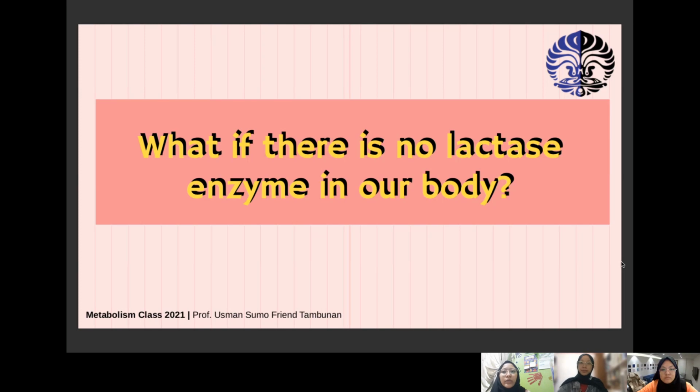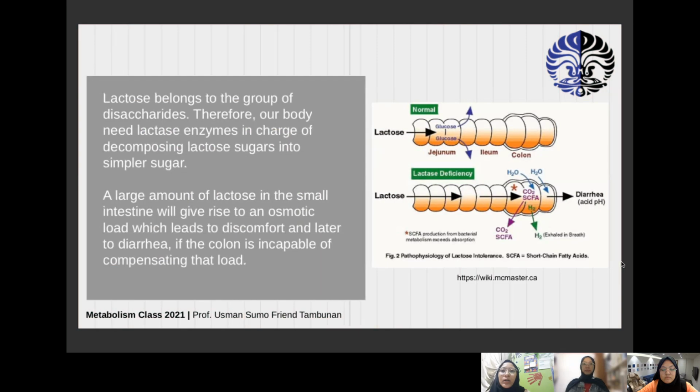Next, what if there's no lactase enzyme in our body? Lactose belongs to the group of disaccharides. Therefore, our body needs the lactase enzyme, in charge of decomposing lactose sugar into simple sugars, namely glucose and galactose. Without lactase, lactose remains in the gastrointestinal tract and cannot be used by the body, and it causes certain metabolic disorders.